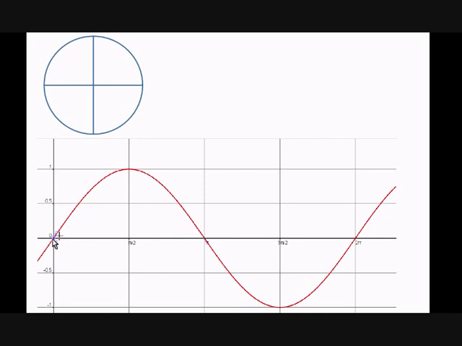When a point starts moving along this curve from 0 to 90 degrees, you can see that the curve is on the positive y value. That means if the particle was here, the value of sine is 0. When the particle gets to here, the value of sine is 1. That means from here to here, the sine value was positive.